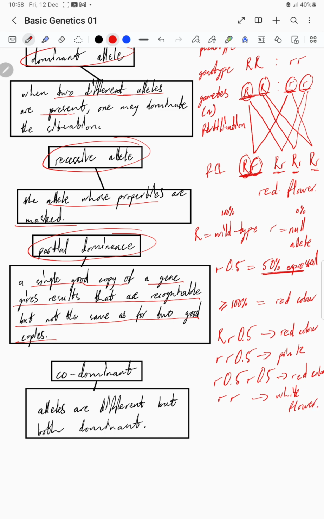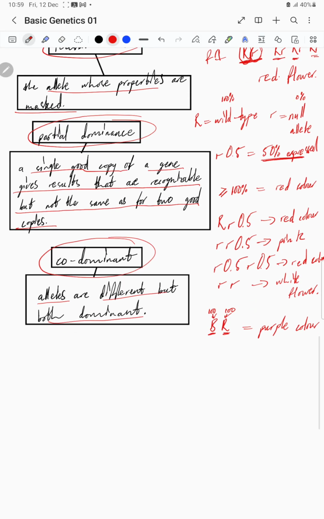So there is also what we call codominant alleles. The alleles are different but both dominant. So let's say we have a blue allele for blue color and the allele for red color. So these are both dominant. So there's going to be 100% expression of this allele and 100% of this allele. So we are going to get a purple color, a mixture of red and blue.